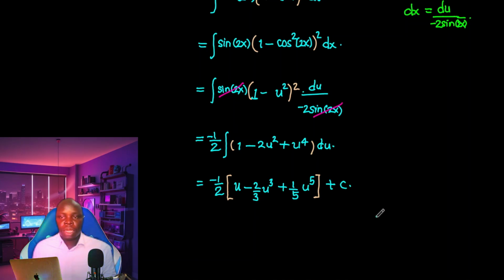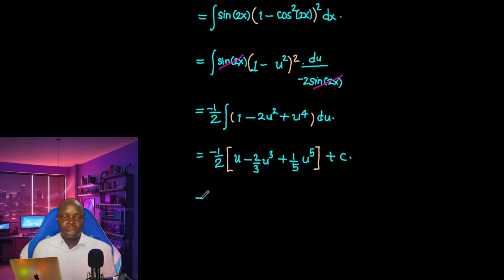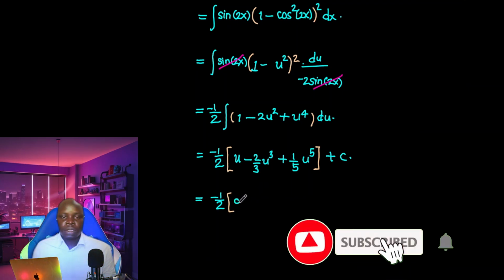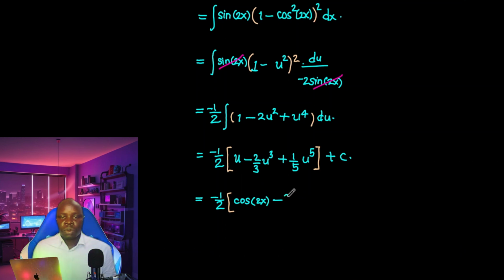So we're left with substitution and opening up the bracket. So our negative 1/2 will multiply u, and u is cos 2x. So the first term here becomes cos 2x minus 2 over 3, also cos to the power of 3 of 2x. Now the next one is plus 1 over 5 cos to the power of 5 of 2x. So we also close our bracket and we add the constant of integration.